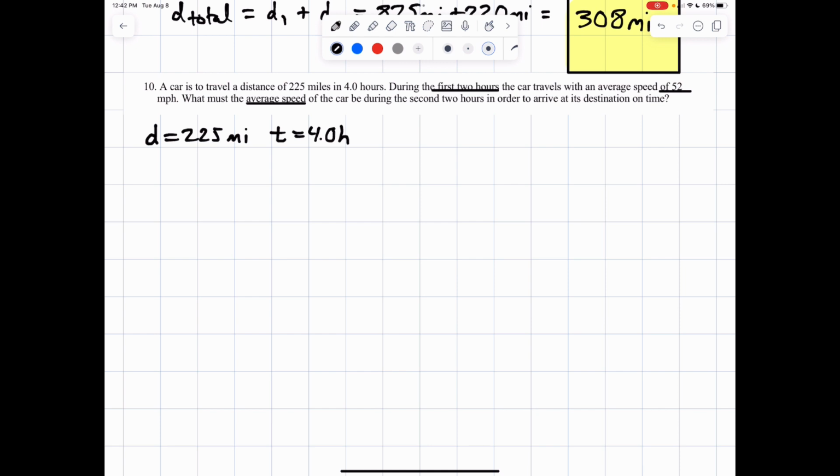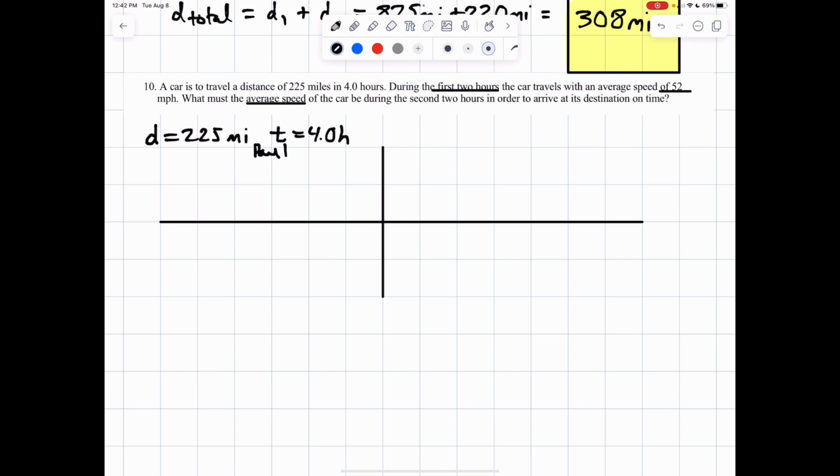So what we're going to do is chart this up. The best way to deal with a multi-part problem is to create a chart. The chart will resemble this. This is for part 1. And this is for part 2. Always chart up your stuff. And we can label it like this. Average velocity 1, time 1, and distance 1. And then average velocity 2, time 2, and distance 2.